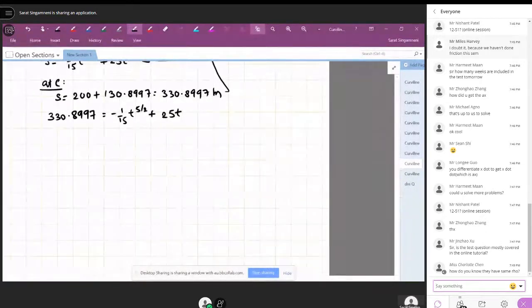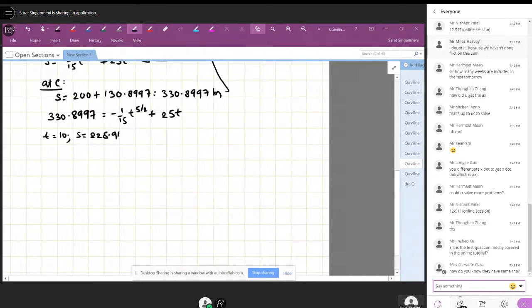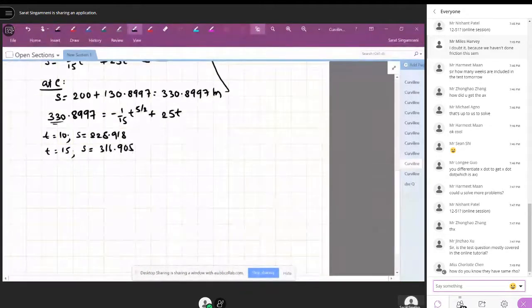You don't need to solve this equation from first principles or analytically. You just use trial and error. When you get very complex equations and you don't know what to do, the easiest method is substitute different values and see if you can match the left and the right. For example, if I take t equal to 10, I just randomly took, I got s is equal to 228.918, which is not equal to 330, so it is smaller. I need to keep increasing t. So t equal to 15, I will get s equal to 316.9052.